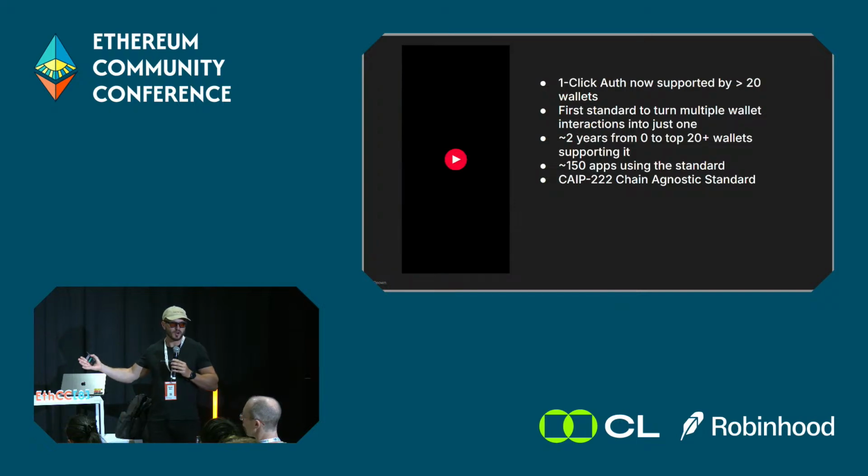You know, it's a small deal, but it's actually a really big deal. And it's a big deal because this standard was the first time that we did it as a CAIP. A CAIP is a chain agnostic improvement proposal.